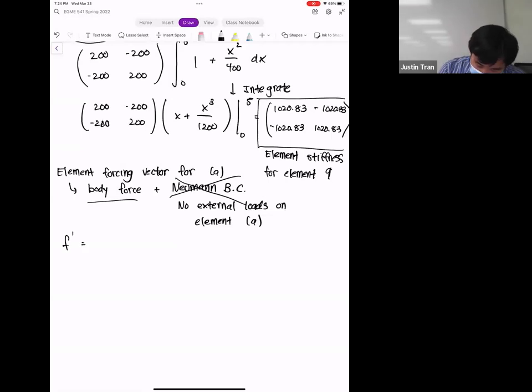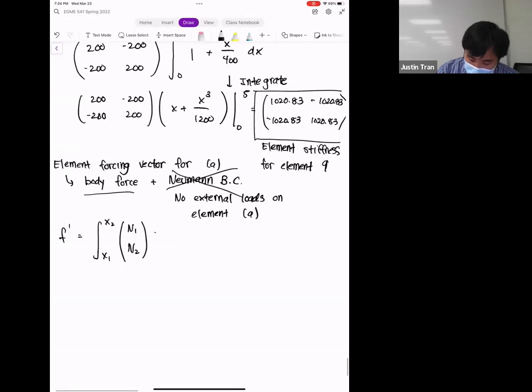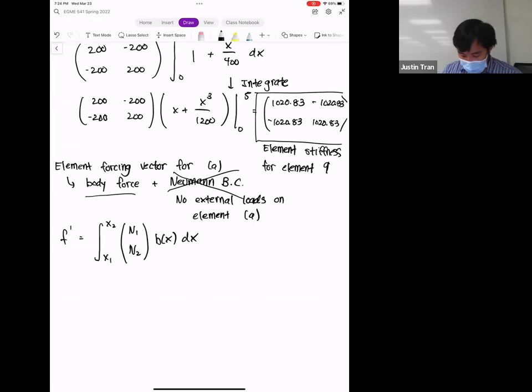F1 is going to be the integral from x1 to x2 of the shape functions N1, N2, multiplied by the body forcing term, b of x, dx. That's the generic expression for the element forcing vector contribution from the body force. Let's go ahead and plug in for all these expressions here.